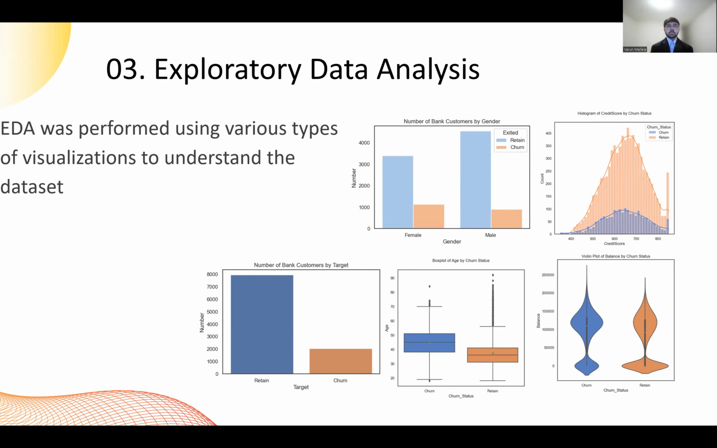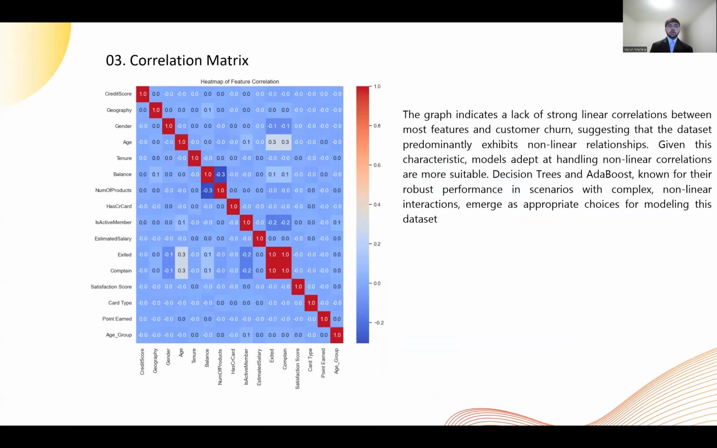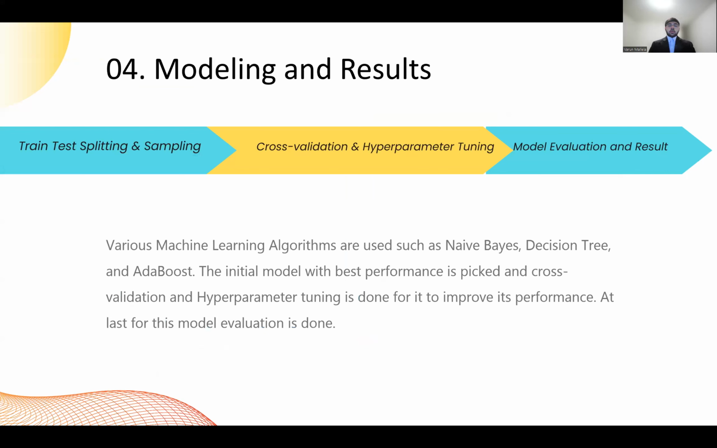We can identify various summary statistics from this box plot and line plot as well. Moving on to the correlation matrix which I've plotted, which is a heat map of feature correlation. This says that there are not many features which are closely correlated with the churn, which is the target variable here. This shows that we need to use models which usually perform better in non-correlated environments, in the sense when there are more non-correlated features with the target variable. So moving on to the models and results.